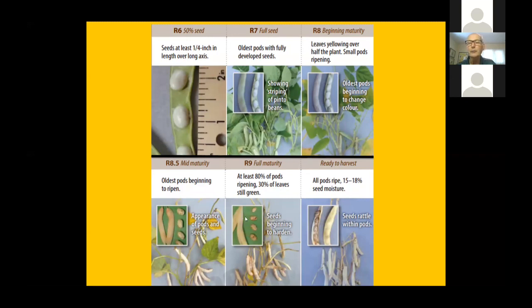And because the plant keeps on blooming, we will see different stages of pods on the plant. At some point, we reach the stage when 80% of the pods are ripening, and we may still have some green leaves. And of course, that is a little bit before the harvest period.